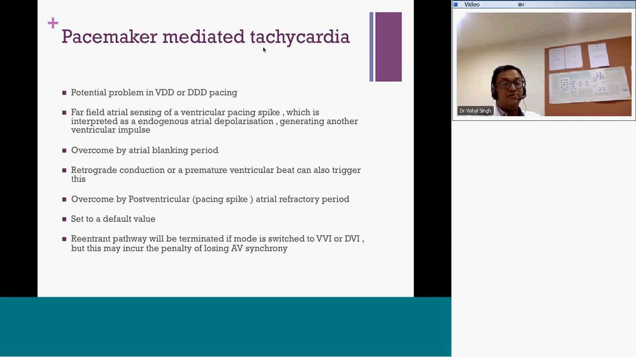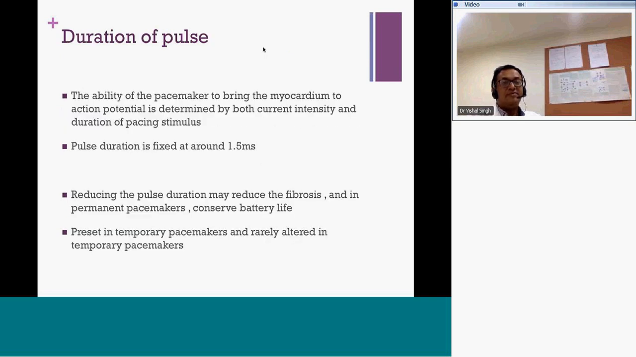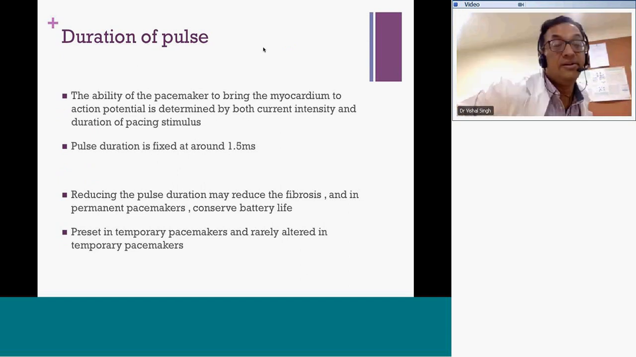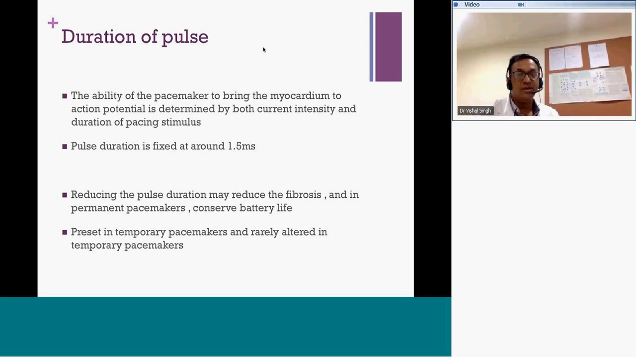But in situations where it is a crisis, you can go to a VVI mode from a DDD mode and stop it. Especially if the spike is exciting the atrium prematurely. Which is the ability of the pacemaker to bring the myocardium to action potential, which is determined by both the current intensity and duration. Reducing the pulse duration may reduce the fibrosis and in permanent pacemakers conserve battery life. But it is preset in pacemakers and rarely altered.